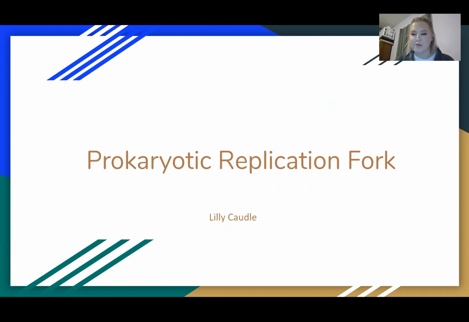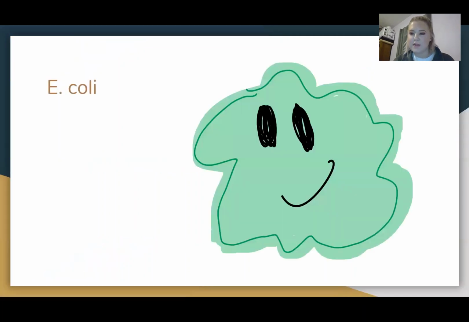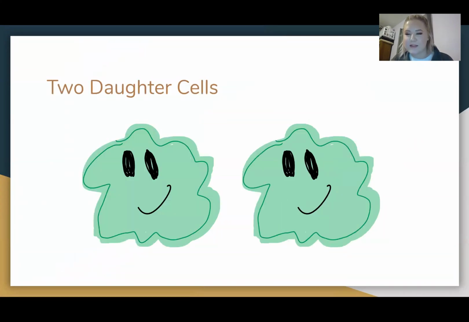This is how prokaryotic replication forks work. The process by which some prokaryotic cells like E. coli replicate themselves is called binary fission. This is a form of asexual reproduction that allows one cell to divide and become two new daughter cells. The genetic information in the two daughter cells is completely identical to the one parent cell.